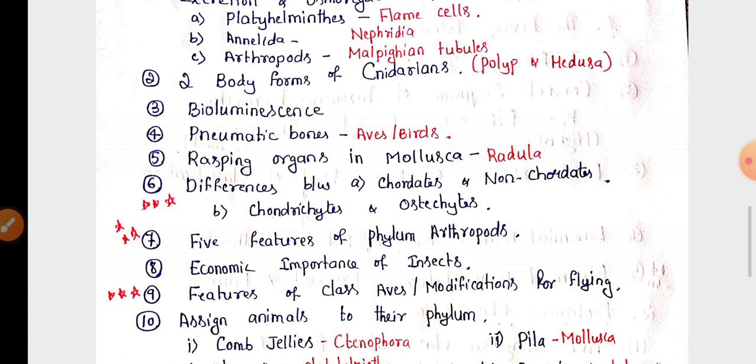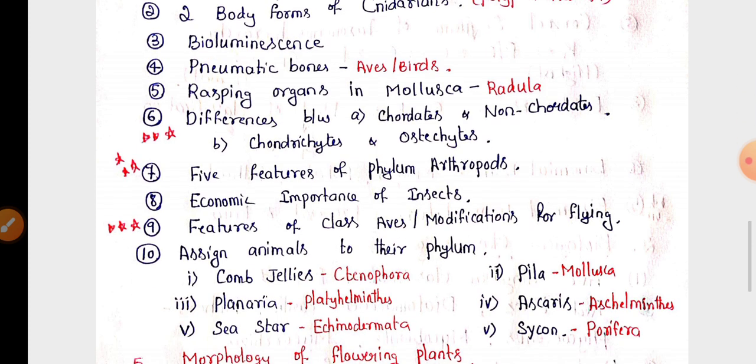and pneumatic bones are present in birds or apes. The rasping organ in Mollusca is radula. And a very important difference between chordates and non-chordates, very easy. Or they may ask the difference between Chondrichthyes and Osteichthyes, cartilaginous fishes and bony fishes.